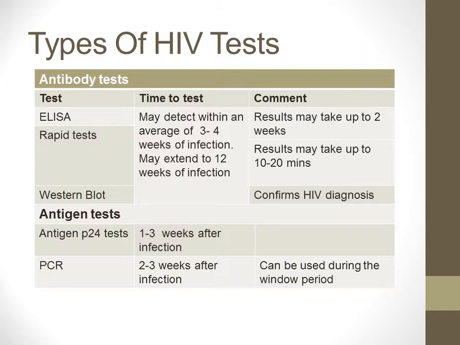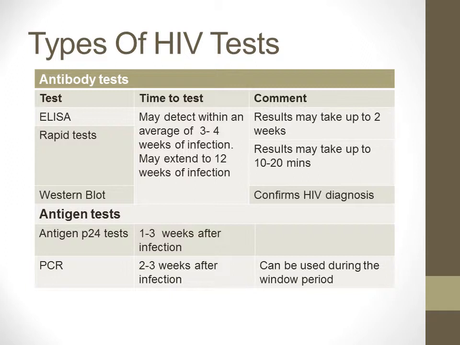Moving on to the different types of HIV testing, we used to use the ELISA. We use the rapid test a lot now, and then the Western blot for confirmatory tests. The time to test, they usually would detect within the first 12 weeks of infection, and that's because they test for antibodies. The rapid test is good because it offers you a result in 10 to 20 minutes, unlike the ELISA and Western blot that might take 2 weeks.